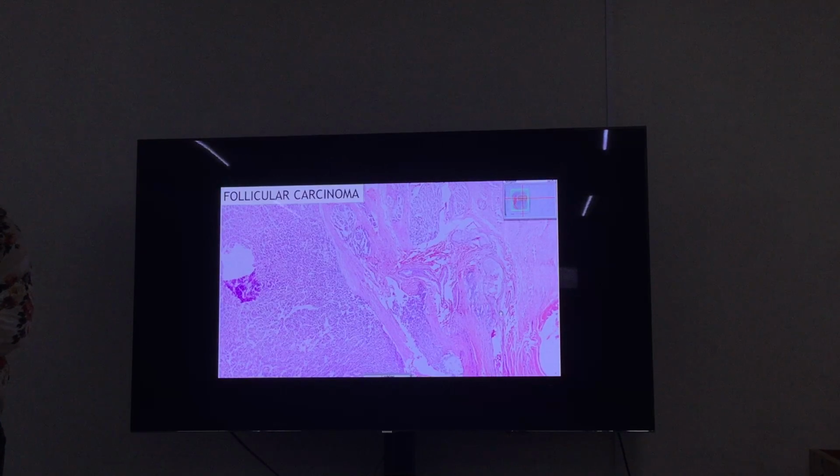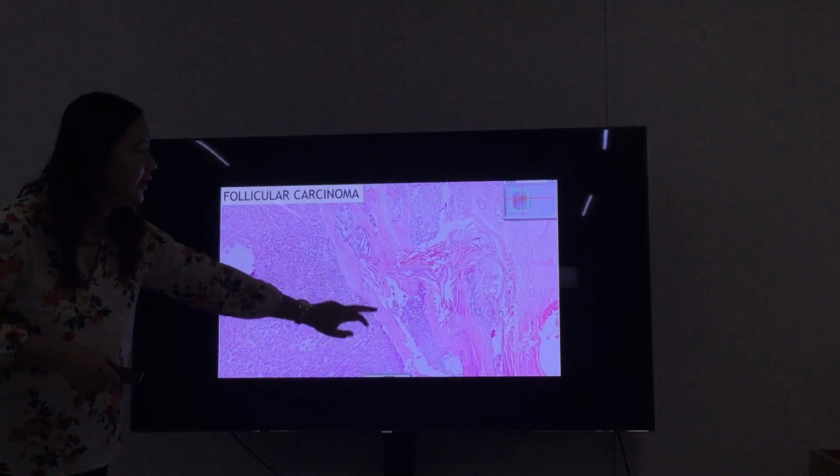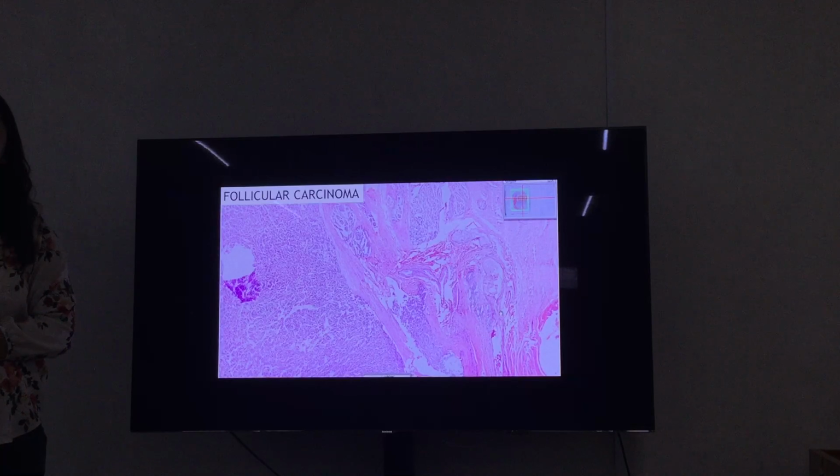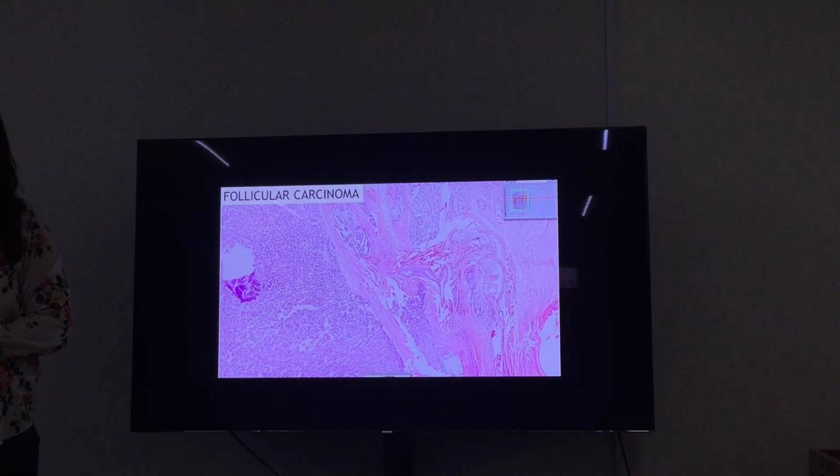Now, cytologically, you cannot identify them easily. It's hard to differentiate the two because the cells in your adenoma are almost the same as those of your follicular carcinoma. So it's hard to differentiate follicular adenoma from carcinoma based on cytologic appearance. The main difference is the presence of capsular invasion, and in some cases we can see vascular invasion. Okay, clear?